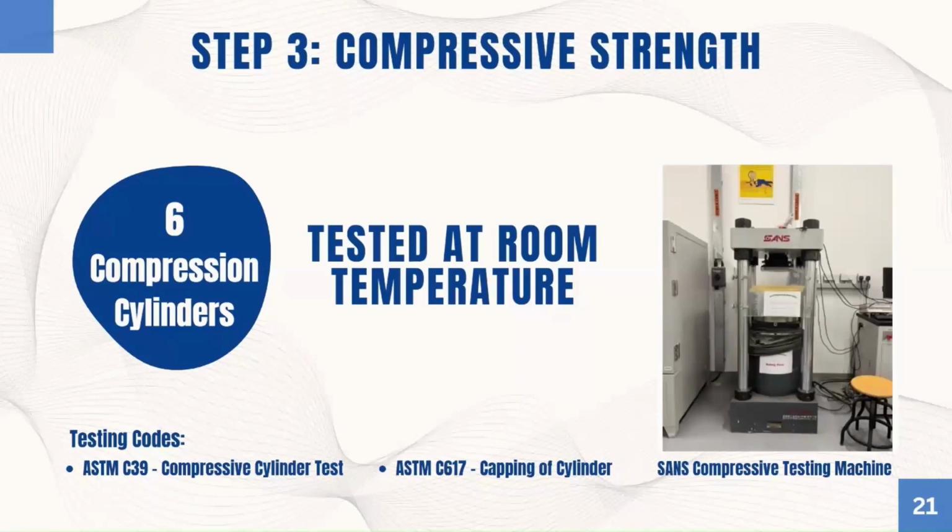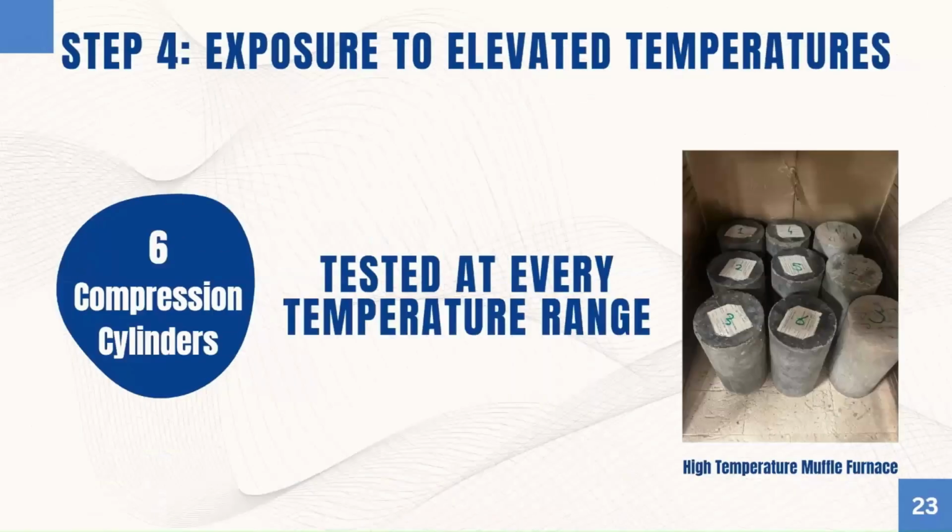The samples were tested according to ASTM C39, and they were also capped using ASTM C617 to ensure a uniform load over the samples. These tests were done on our SANS compressive testing machine, which is presented in the figure. Moving to the next step, these cylinders were mixed. A total of 6 compression cylinders were tested at elevated temperature.